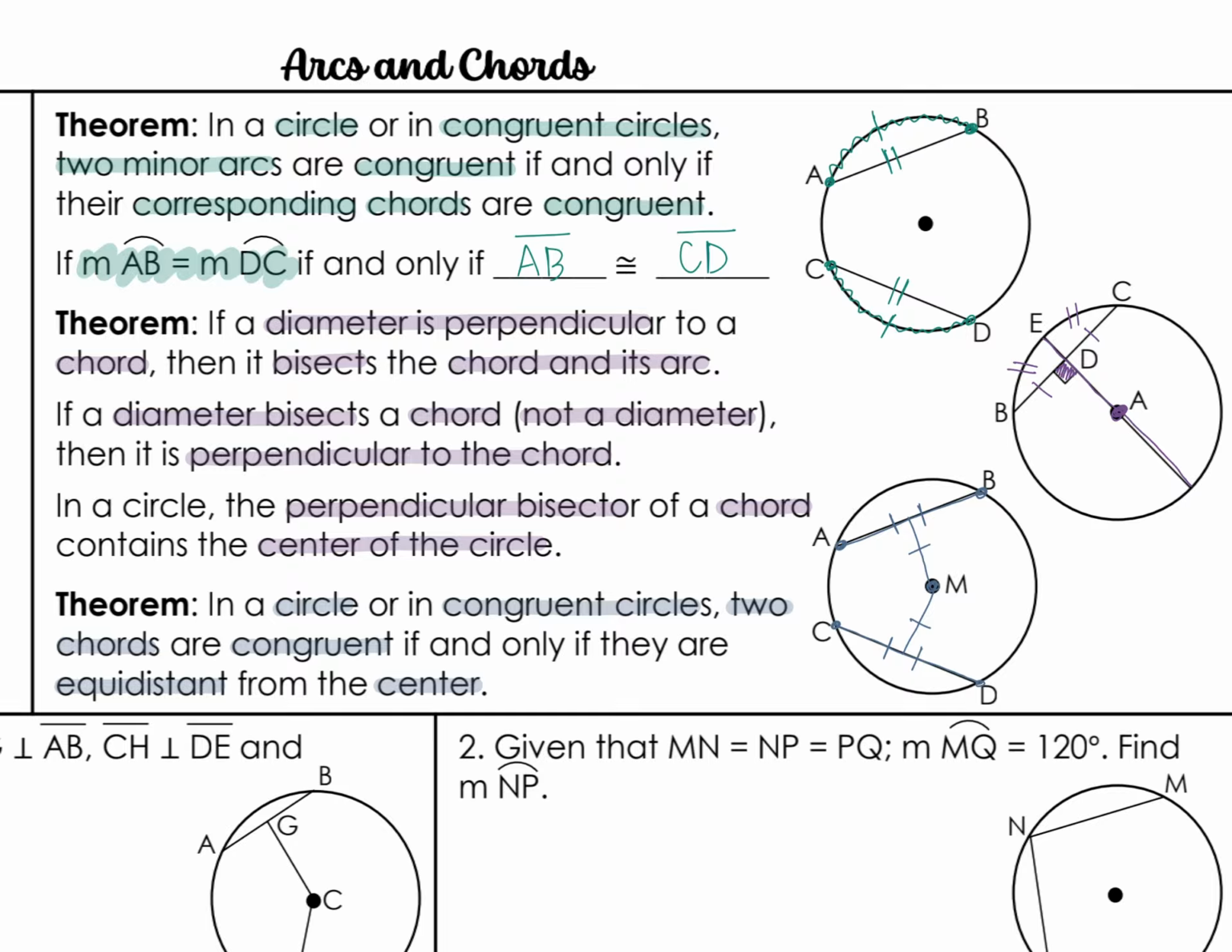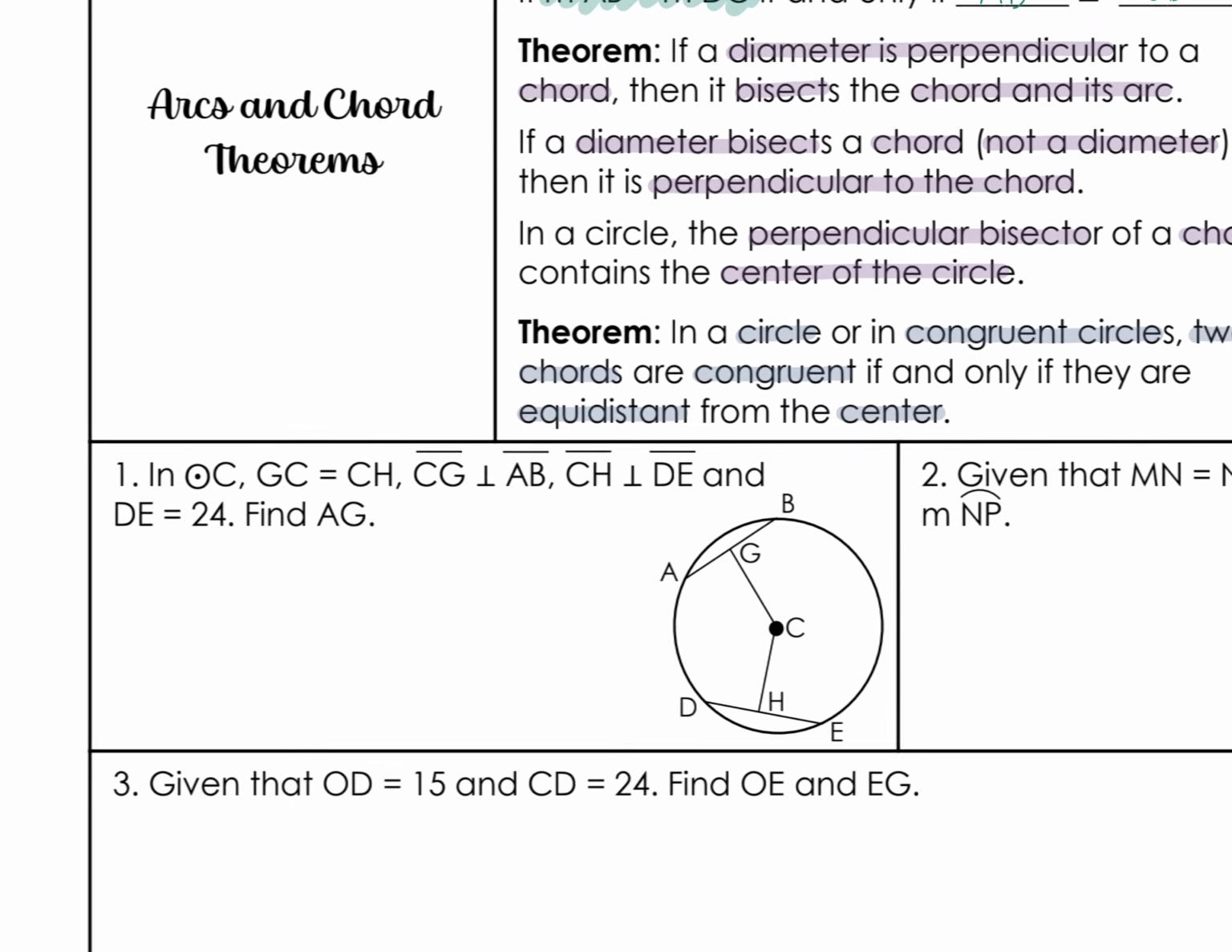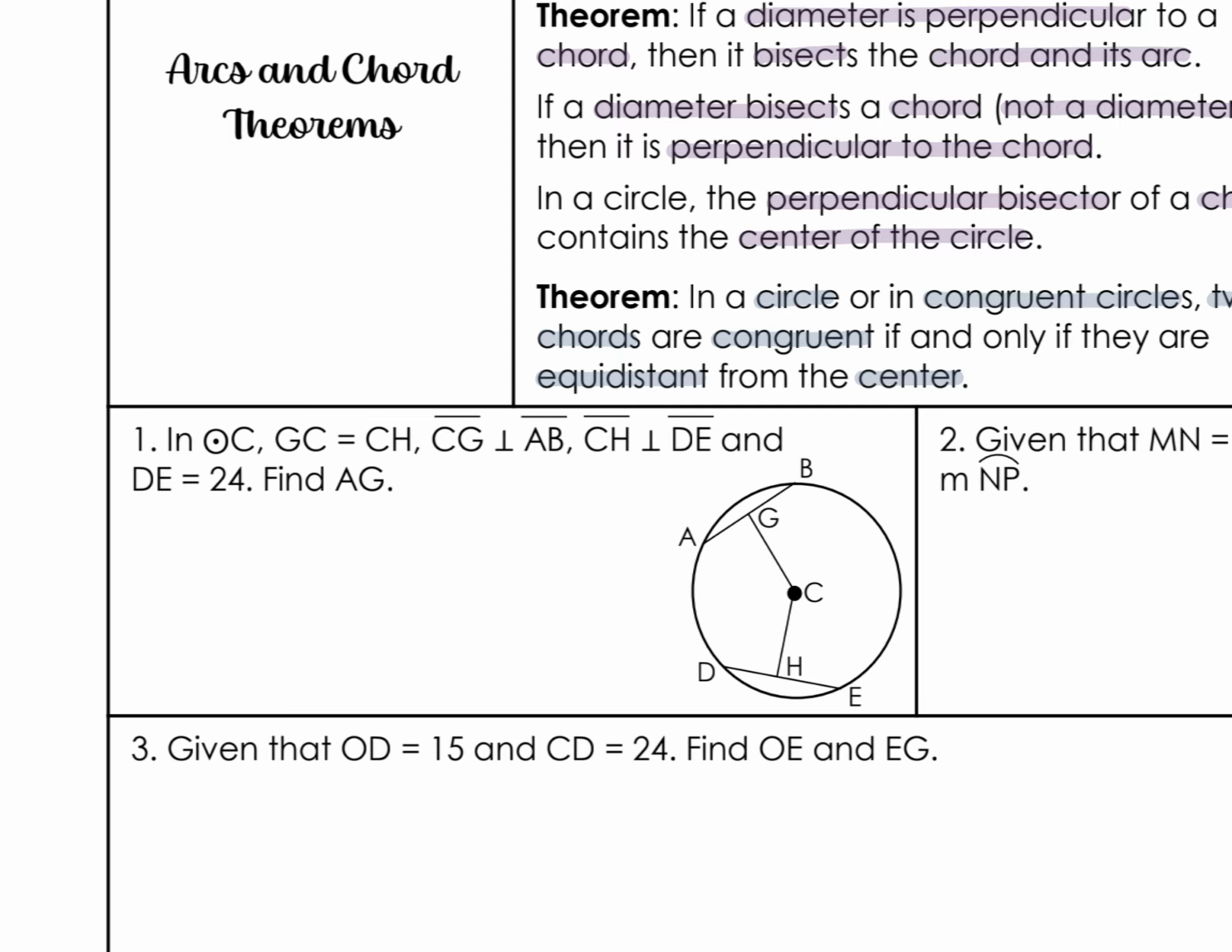All right, so now we're going to take these theorems and apply them to solving these problems that they've asked us to find the answers for. So starting off with number 1, we have in circle C, we are given that CG is congruent to CH, and that CG is going to be perpendicular to our segment AB, and that CH is going to be perpendicular to our segment DE.